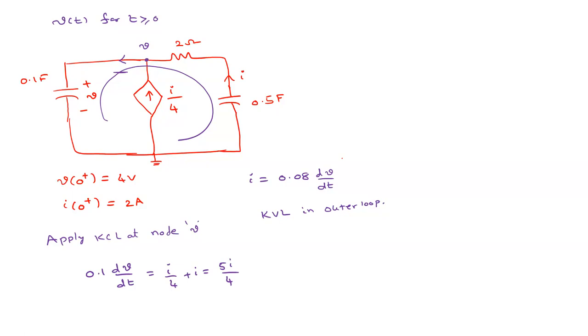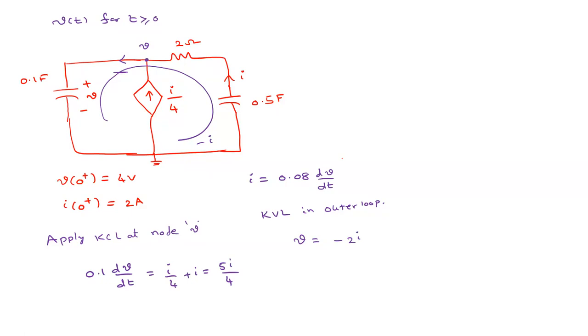0.5 di by dt plus 2i plus 0.1. What current is flowing here? This current is I, so the current that is flowing is minus I. Here, the voltage is already known to you. So V equal to, this is minus plus, so that's why it is V on the other side. What will you get? Minus 2i.